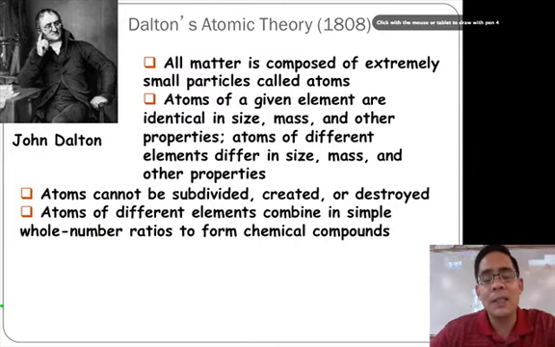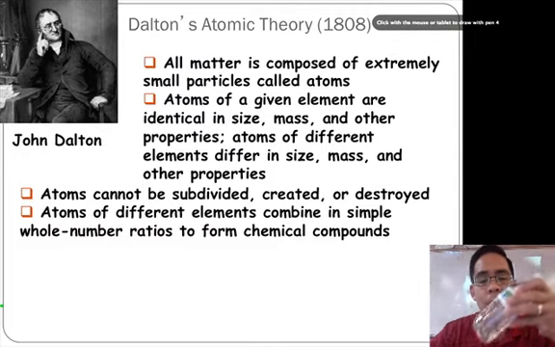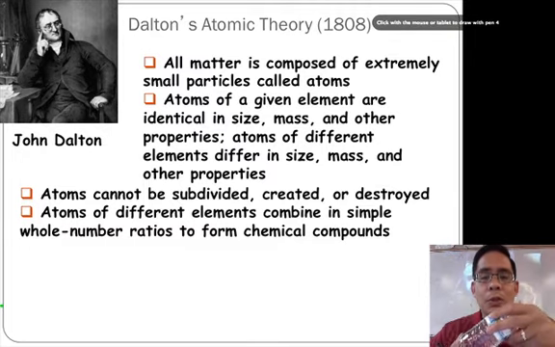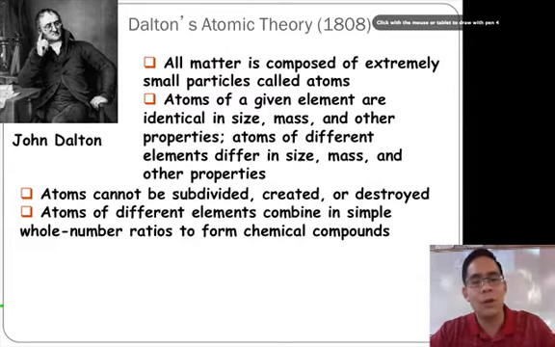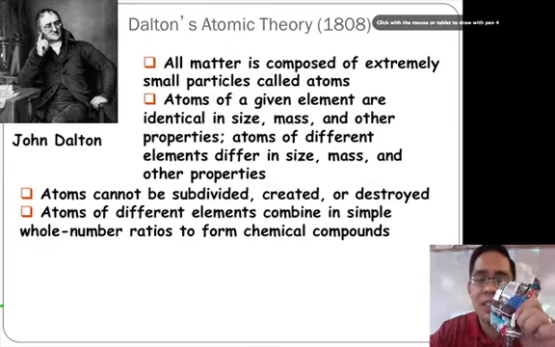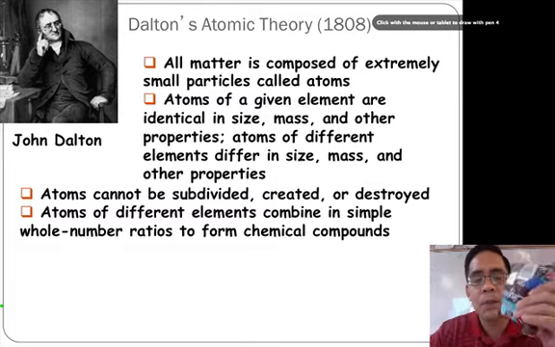Atoms of different elements combine in simple whole number ratios to form chemical compounds. So if you ever form a compound like water, then you know you're going to combine in whole number ratios. There's always 2 hydrogens for every oxygen. If you have sugar, there's always 6 carbons to 12 hydrogens to 6 oxygens for the sugar, for the glucose that's actually in here.